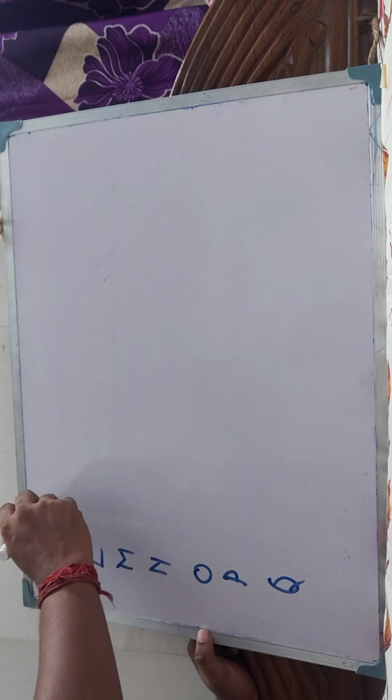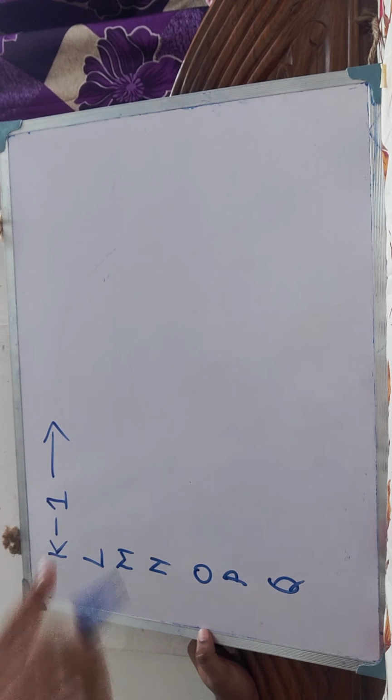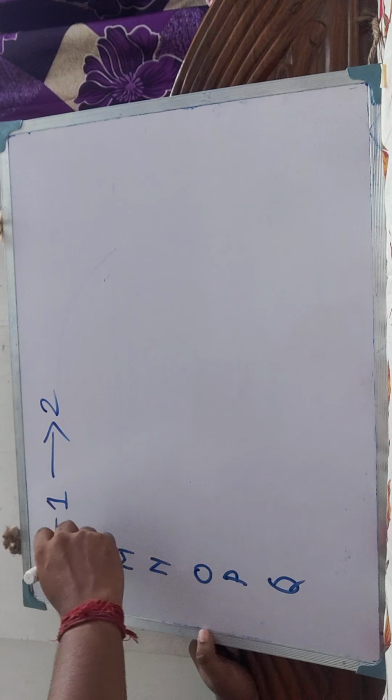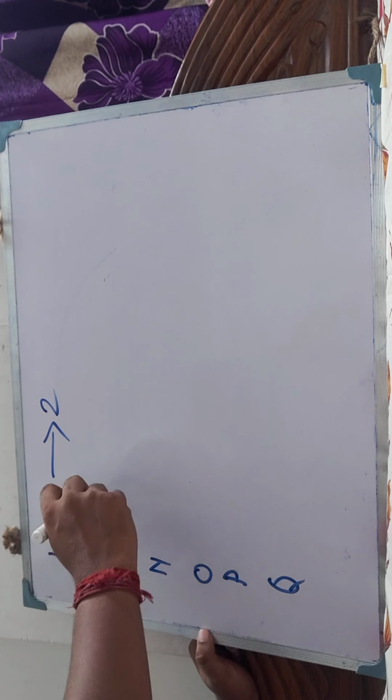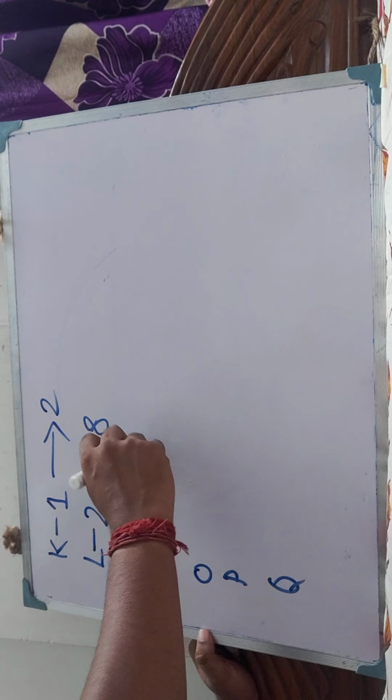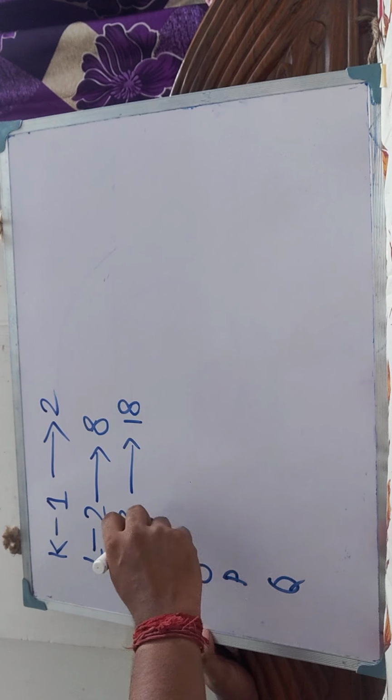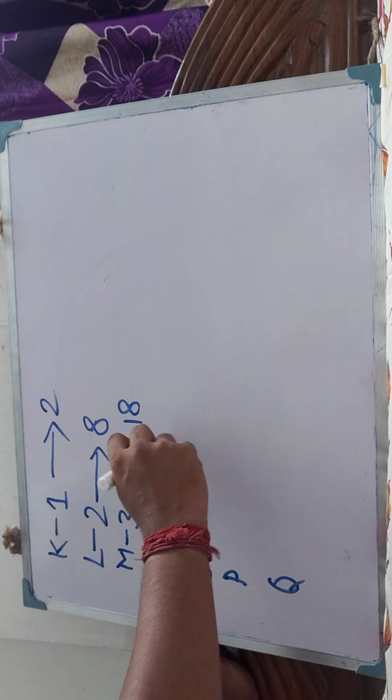So how are electrons going to fill up the orbitals? In the first orbit, or K orbit, the maximum number of electrons that can be placed is 2. In the L orbit, orbit number 2, it is 8. In orbit number 3, it is 18. In orbit number 4, it is 32.